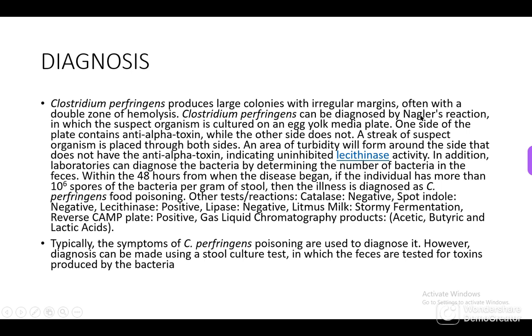The Nagler reaction, they do this, and the culture count of this bacteria is more than 10 to the power 6 spores. It is said that you are suffering from this poisoning, and the food which you have taken, from which place, that restaurant will be sealed if it is proved.